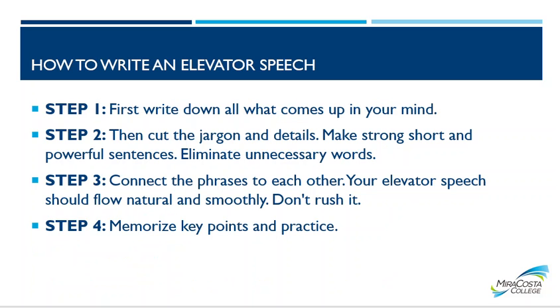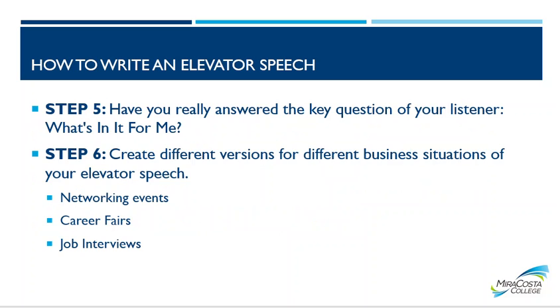So how do you write an elevator speech? Step one is to first write down all that comes to your mind. Everything, just jot it down. Step two is to cut out all the jargon and details. Start to develop strong, short, powerful sentences. This will eliminate all the unnecessary words and the fluff. Step three is to connect the phrases to each other. Your elevator speech should flow naturally and smoothly. Don't rush it. Step four is to memorize the key points and to practice. Set a timer on yourself and practice.